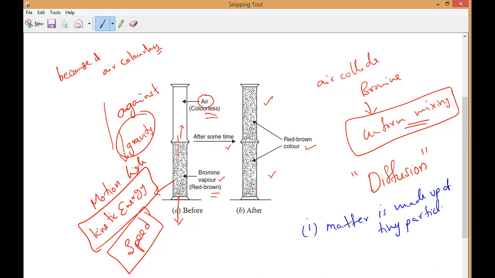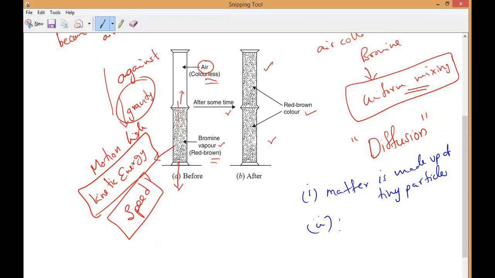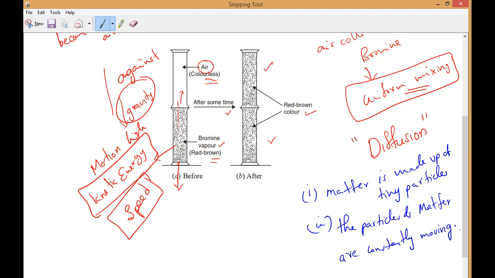The next, the second one, what is it? Motion. All the particles inside the body. The particles of matter are constantly moving. That is the second one. The particles of matter are constantly moving. Is it okay, guys? Everyone? Yes, that is one.